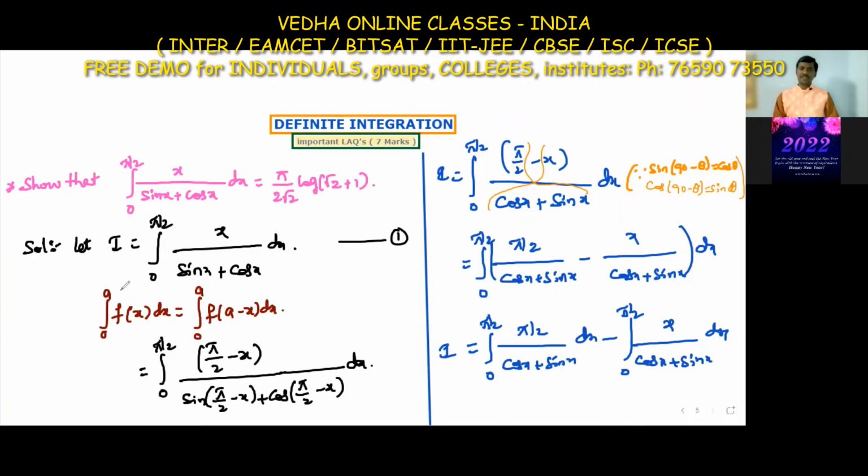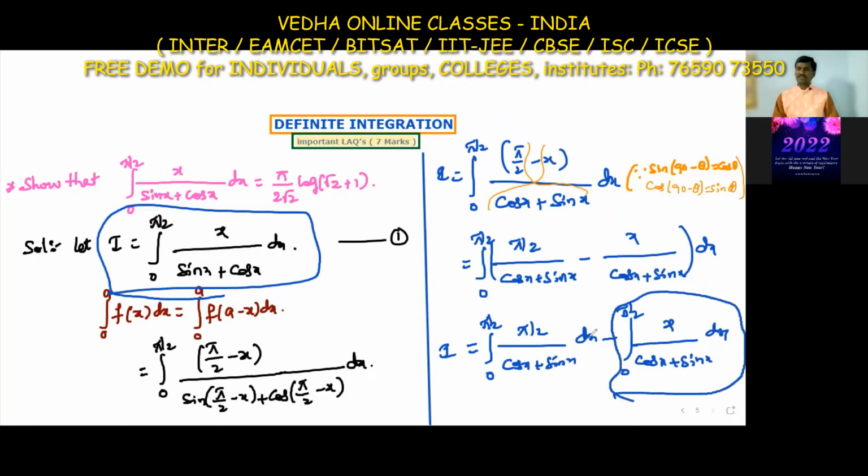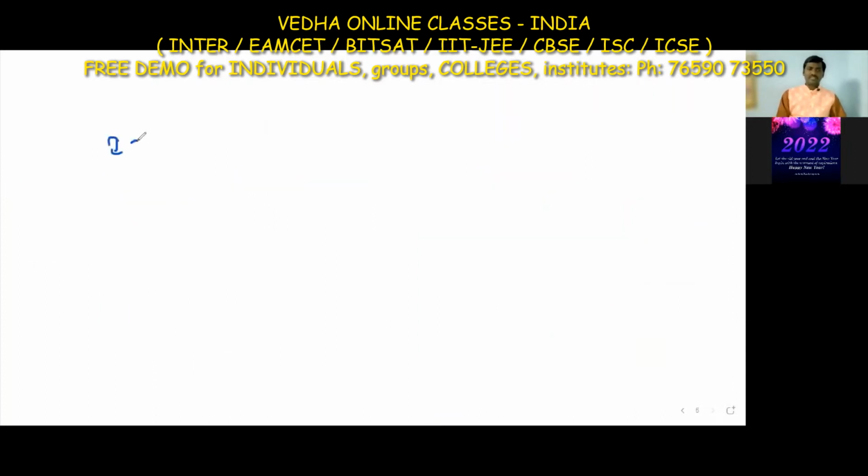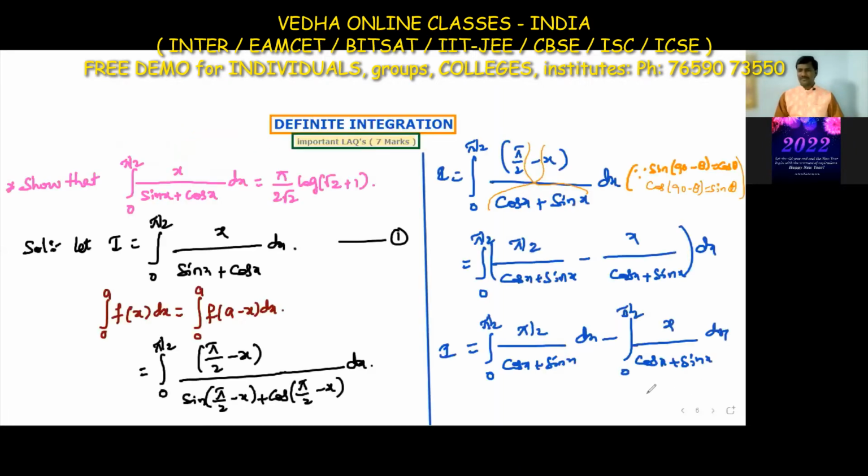Observe carefully, whatever the question we have here, I is equal to the integral from 0 to pi by 2 of x divided by sin x plus cos x dx. The same term we have here. So that means we can replace this term with I. Okay, so now I am going to write it. I is equal to the integral from 0 to pi by 2 of pi by 2 divided by cos x plus sin x, whole dx as it is, and minus I.